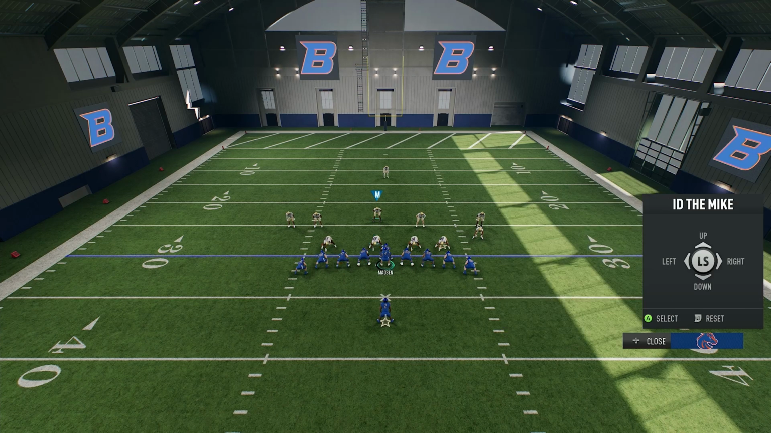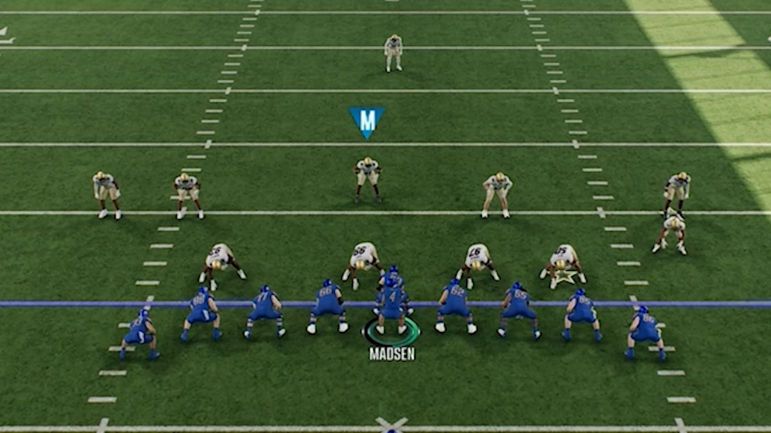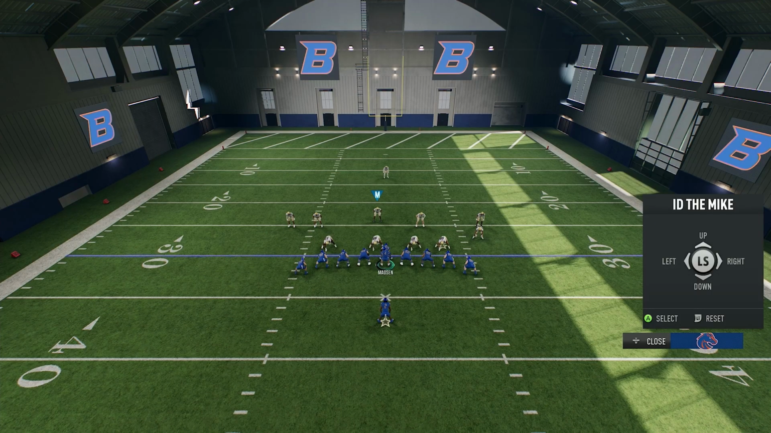You can hit ID to Mike, and basically then you can change who the Mike is. Obviously that doesn't change the position. Like, this guy is not a middle linebacker. He's technically not the Mike. But what that does is it lets your offensive line, the people who are blocking, know that this guy is very important, so we need to make sure he gets picked up in our blocking scheme.